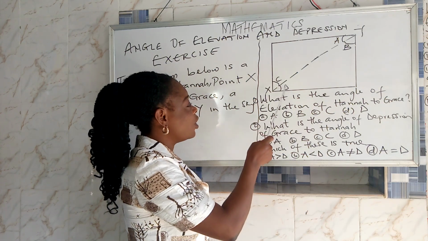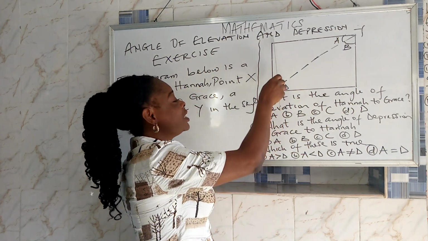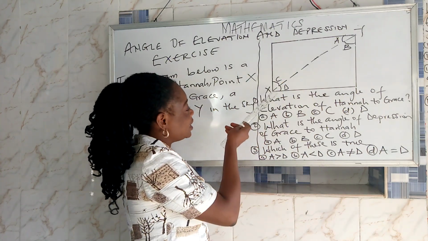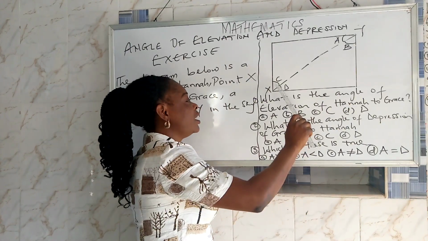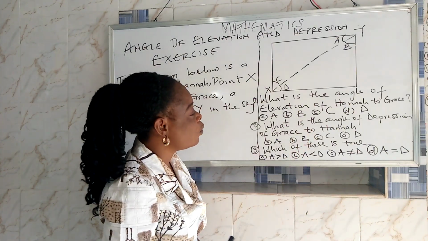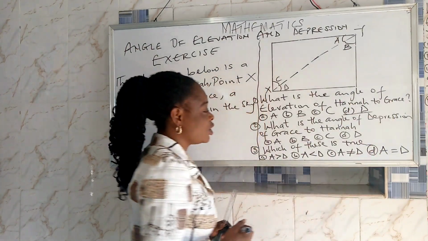Is it C or D? I cannot choose this because Anna cannot do this. It is not the line of sight. So this is Anna's line of sight, and looking straight, this is the angle. So my answer will be what? D. This will be the correct answer for question 1.